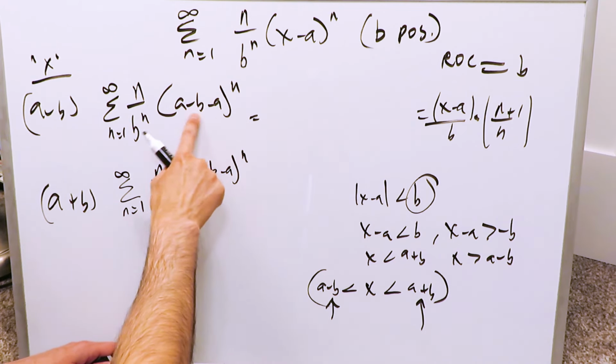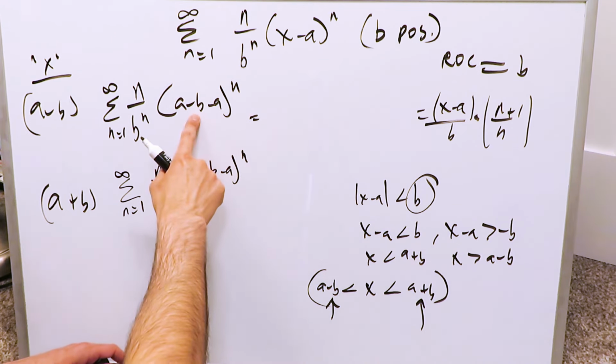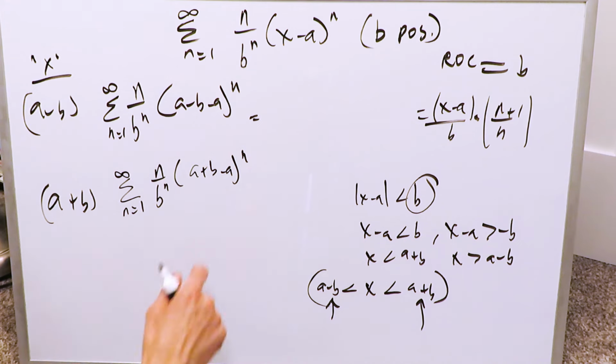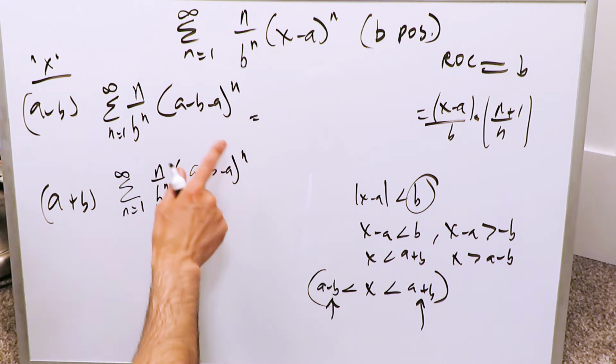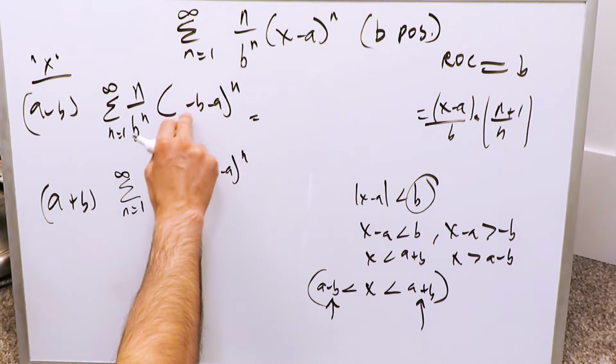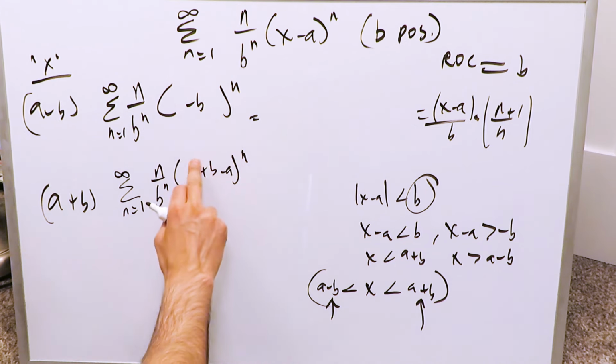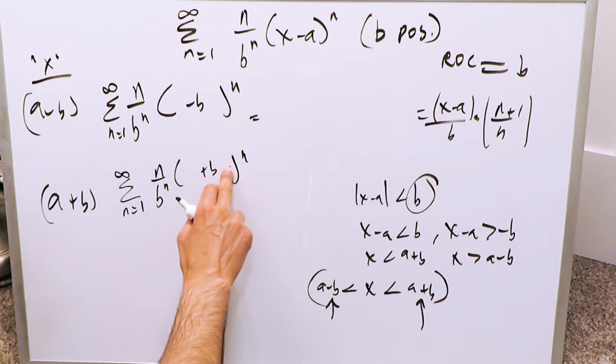Let's simplify this. The a's will cancel out. You're really looking at minus b to the power of n here. Here the a's will cancel out too, and you're looking at b to the power of n. So here you're looking at minus b to the power of n, and here at positive b to the power of n.